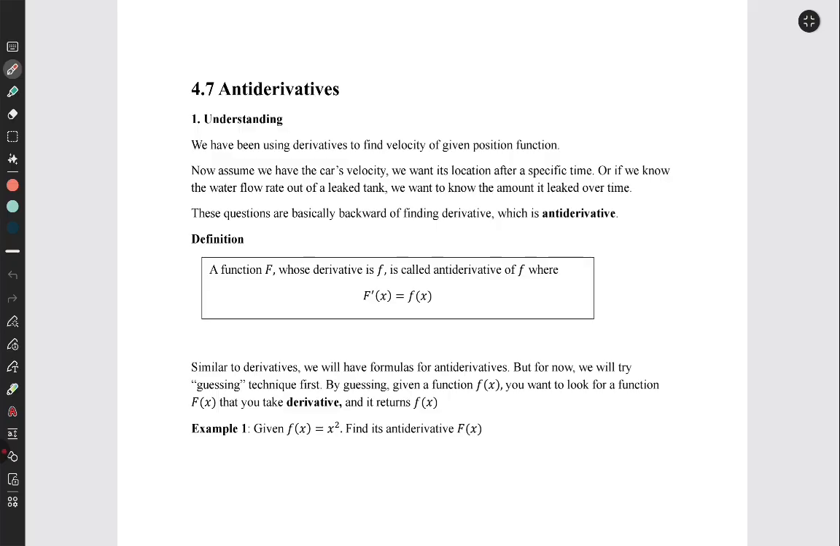Position to velocity, that is what we've been studying. That is the derivative. Now let's say we have this velocity. What would be my position? We use the antiderivative. I'm going to capitalize this one. There you go.